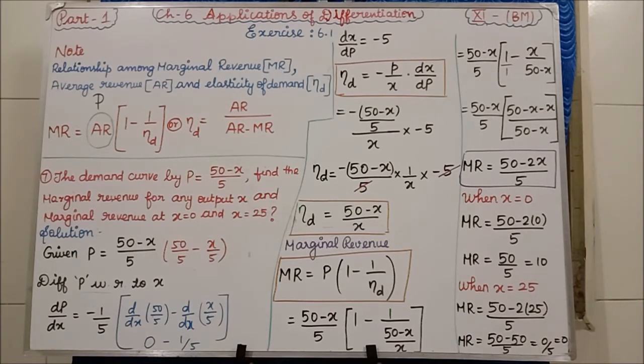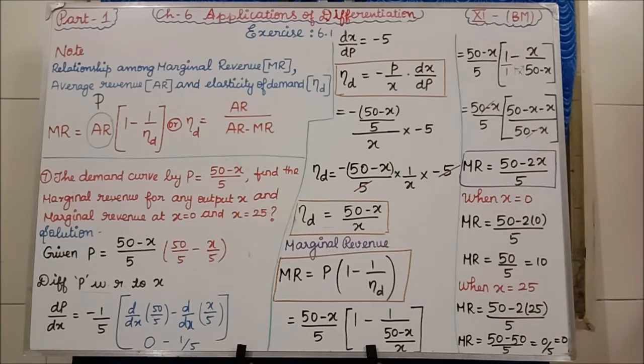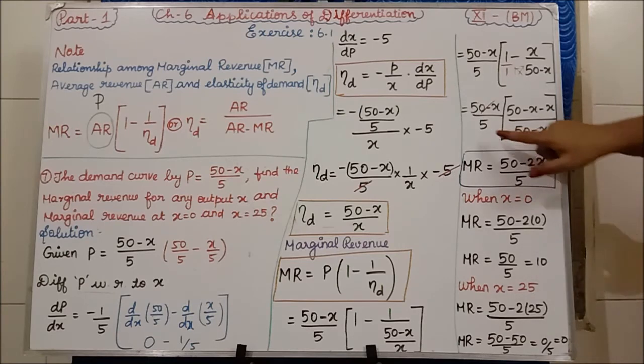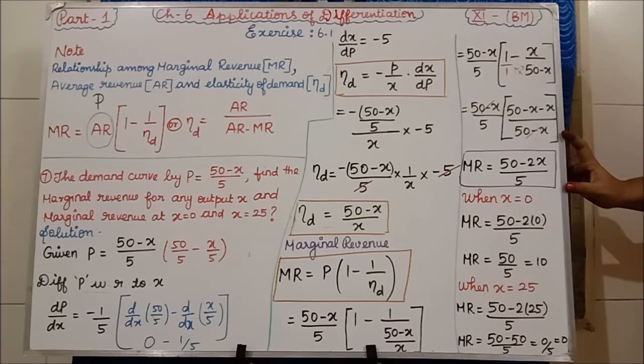Will you be able to understand it? Wait, I will cancel and show you now. This 50 minus x and this 50 minus x are getting cancelled. Here we are doing the cross multiplication. Clear? Now 50 minus x minus x means 50 minus 2x, divided by this 5. Clear? Now we have got the marginal revenue answer.